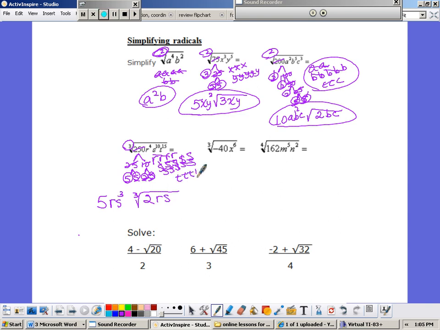And I have 15 T's. So I'm going to pull out 1, 2, 3, 4, 5 groups of T's, no T's left to stay in. It's important that you make sure that index goes along with your answer.